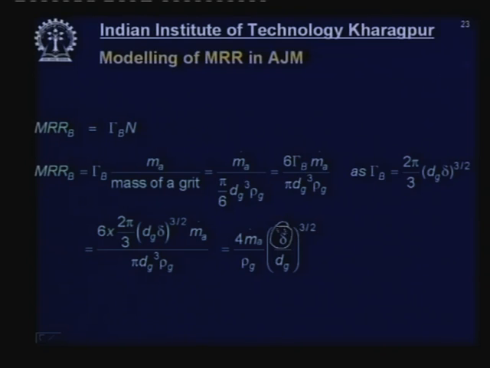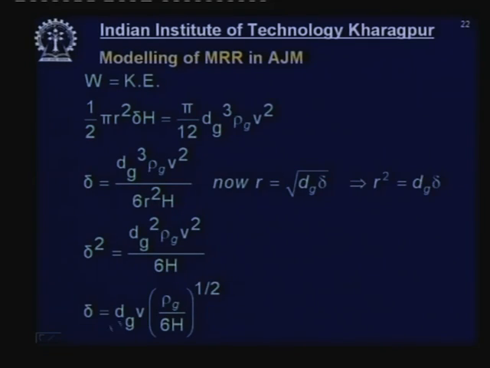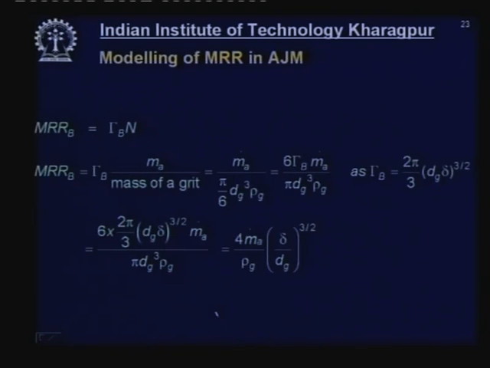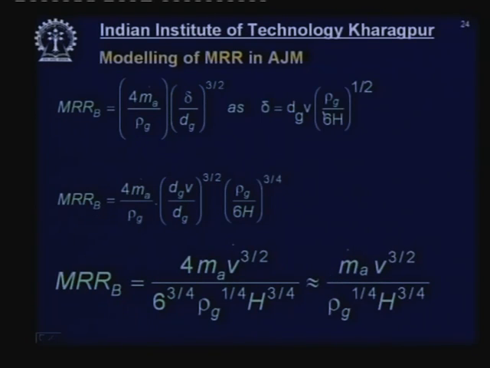In that expression, delta, the indentation depth, is still unknown. But we have already determined the value of the indentation depth. So now we are going to put that in this particular equation to modify the material removal rate expression. This delta is being replaced with this expression, and we get a modified material removal rate expression of this.